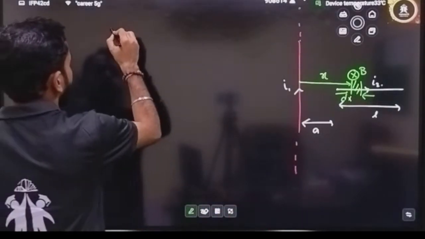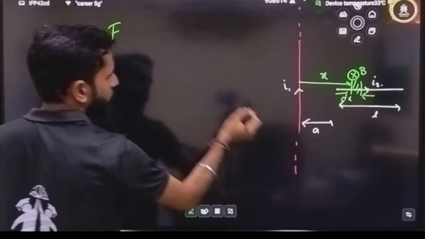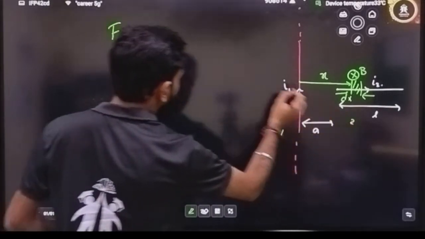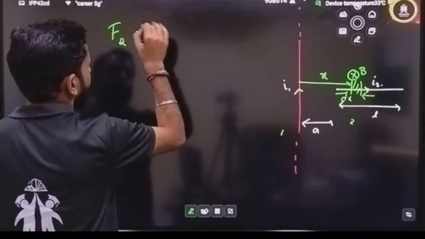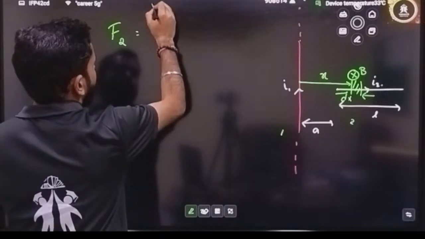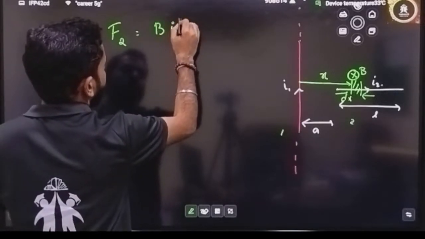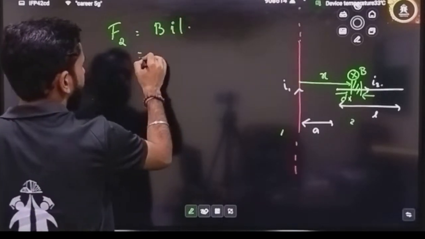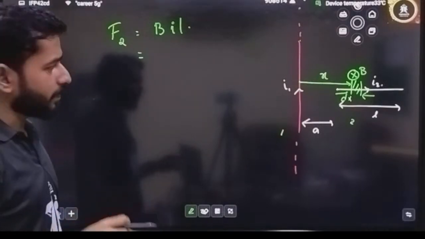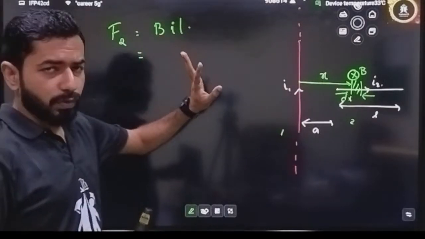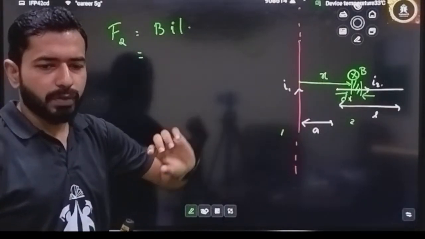How will you write it? Now see, what is the force formula? Let's suppose this is wire 1, this is wire 2. I am writing force on wire 2. Okay. So what is the formula? B into I into L. If I am not mentioning anything like 1 or 2, I just tell you the basic formula, B into I into L.